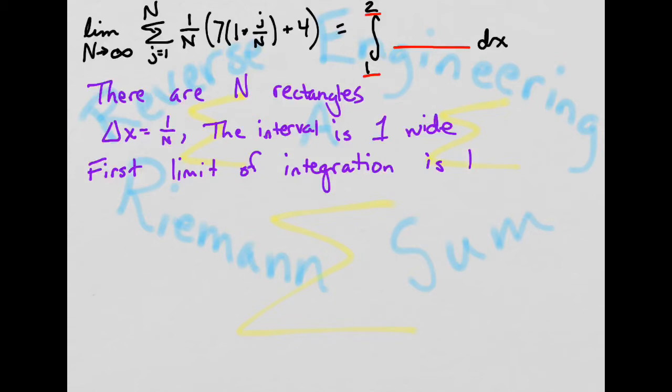And so let me get a different color going on here. So this piece right here is x. So anywhere you see that 1 plus j over n, it will be an x. Or for a different problem, it'll look a little bit different. A lot of the problems you'll see, there's only one place, but let's say that it happened twice. Then you would just replace both times with x. So anyway, that means that our function is 7x plus 4.